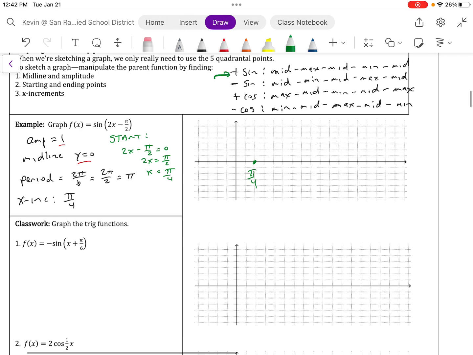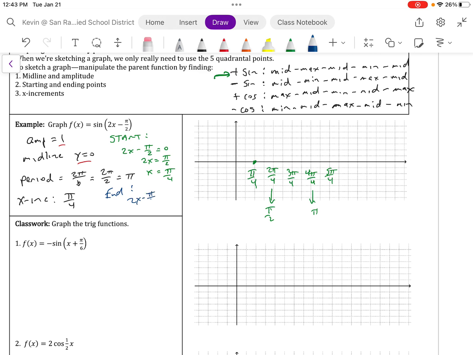Now, our increments are also pi over 4. So let's go pi over 4, 2 pi over 4, 3 pi over 4, 4 pi over 4. And yes, I know that that's pi over 2 and that's pi. I don't care. And then 5 pi over 4. But you can leave the fractions as are. There's no reason to deal with all that. So there's our starting point. We need to find our ending point.